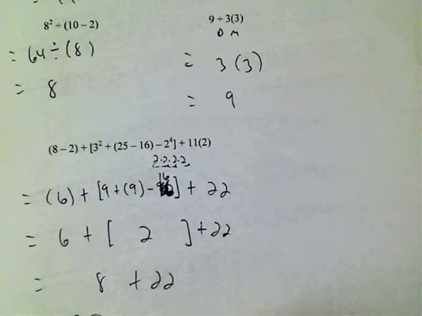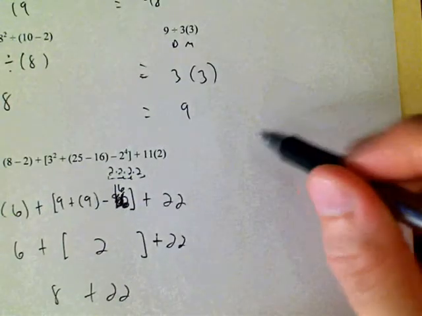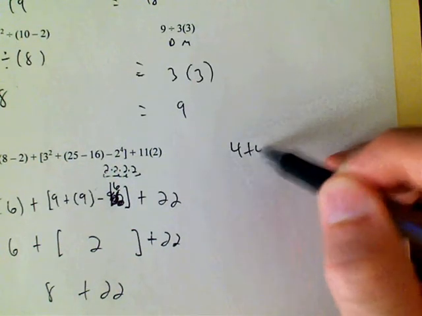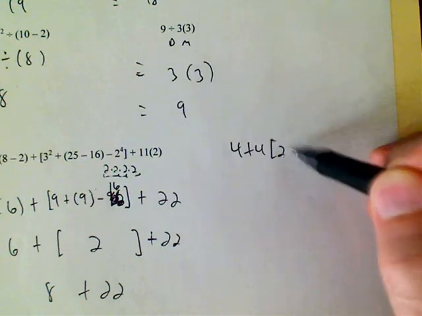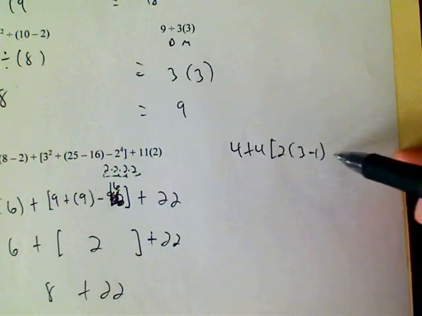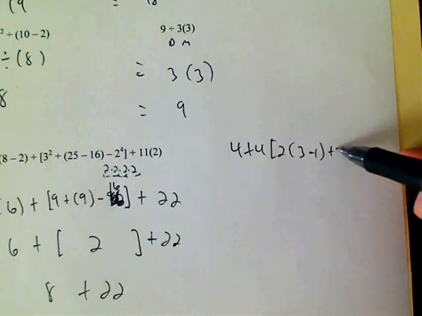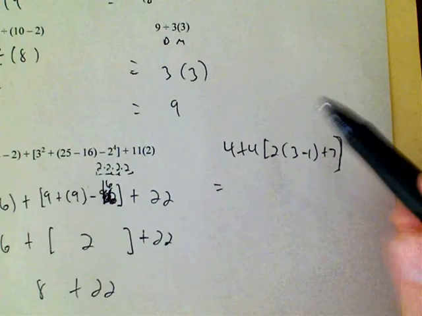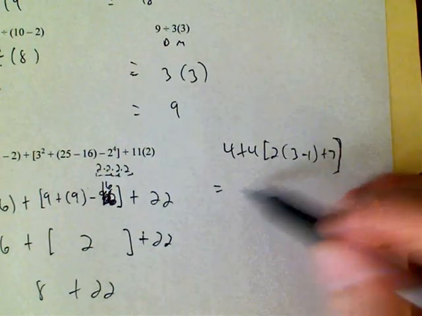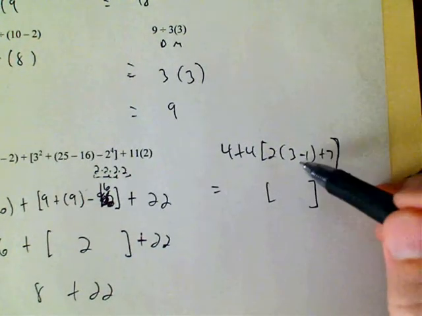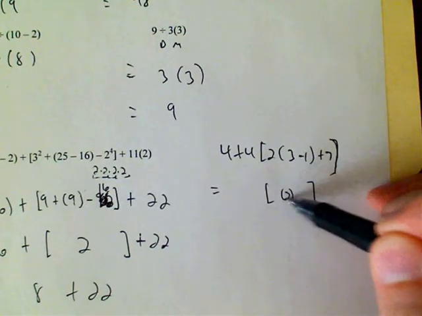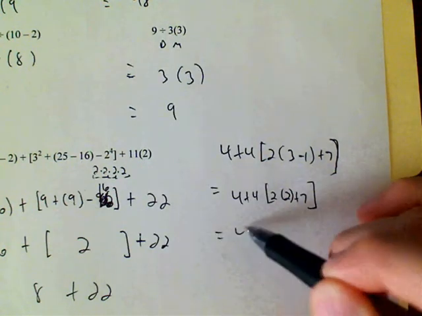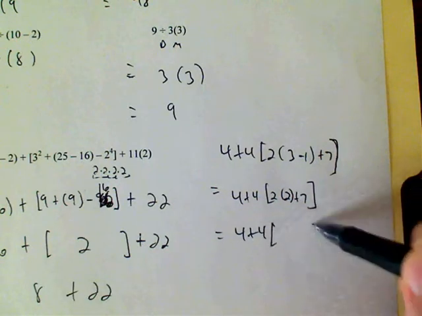Let's do one more. It's a common mistake that I see with a lot of people. And so let's go ahead and try it, see what happens. Let's do 4 plus 4 bracket 2 parentheses 3 minus 1 plus 7. Should be a bracket. Now here's where most people will start out correctly, and they do inside the bracket first. And they'll see inside the brackets they've got parentheses, 3 minus 1 is 2. And then everything else they'll drop down.